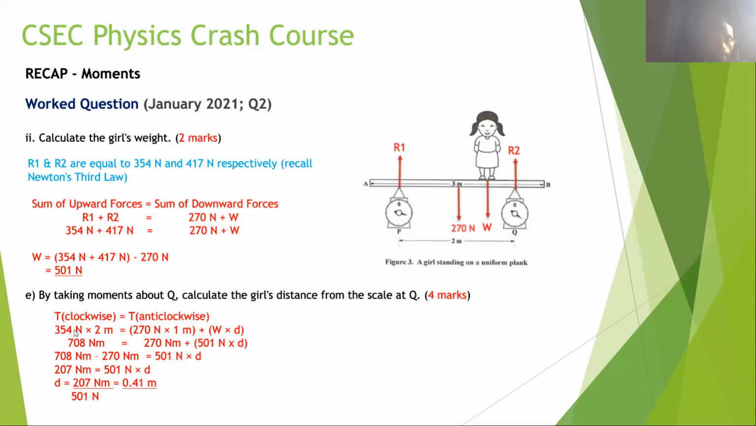So the clockwise moment would be, you look at which force will cause the plank to turn clockwise, and that would be R1. If R1 was acting from the pivot here, then it would cause the plank to turn clockwise. All right, so it'll go over in that direction. So 354 times 2, it is 2 meters away from Q, based on this measurement here. So 354 times 2 is equal to the sum of the anticlockwise now.